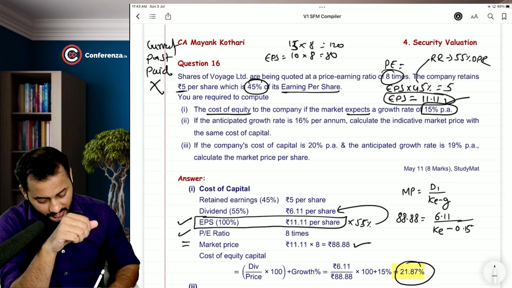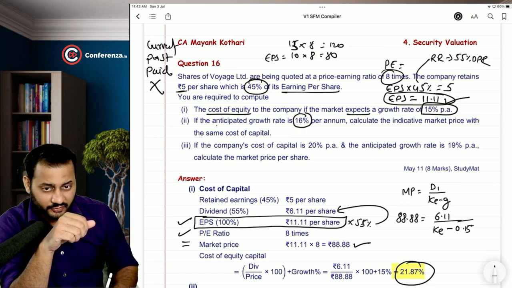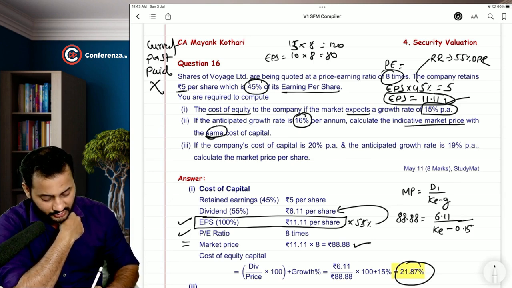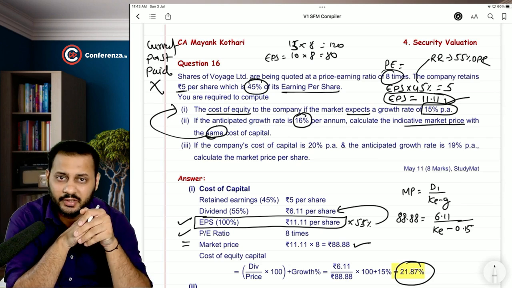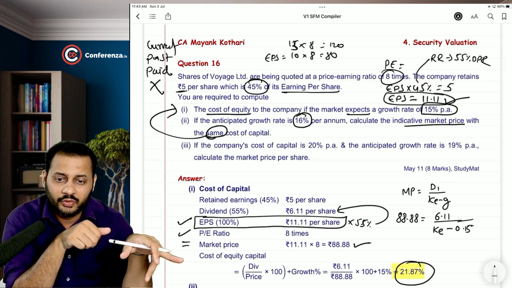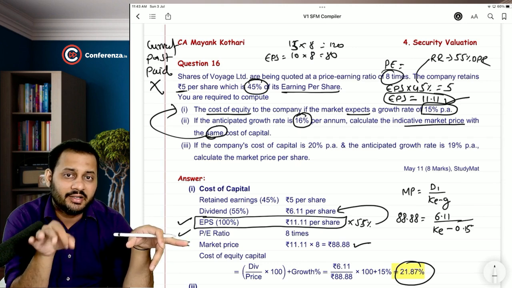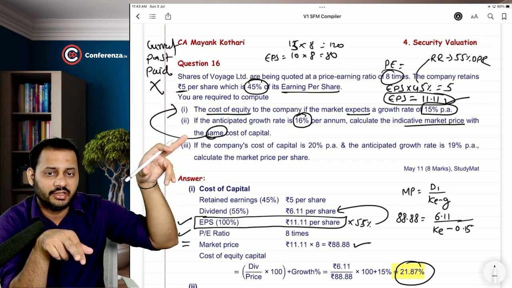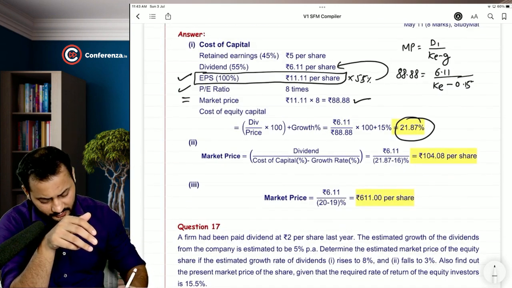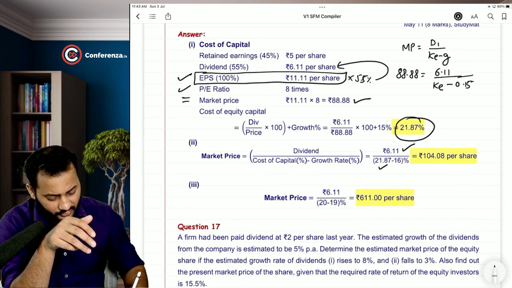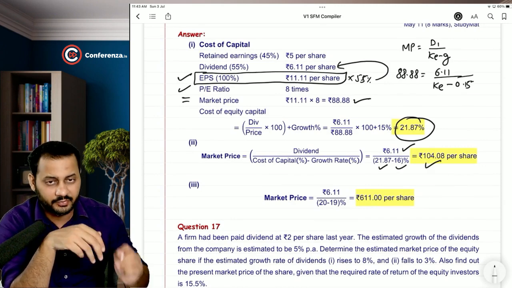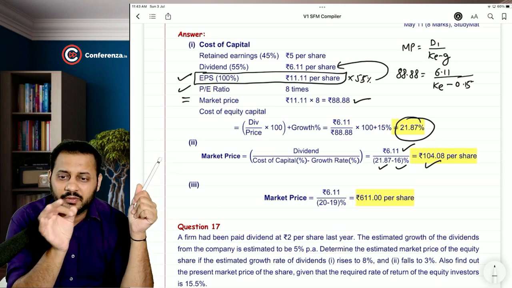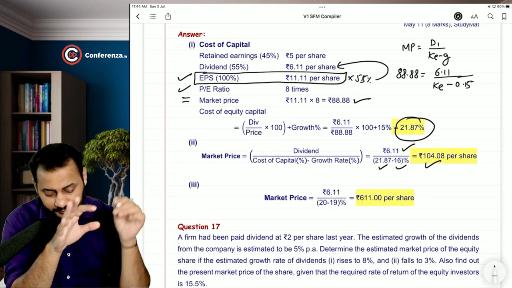Second question: if we change the anticipated growth rate from 15 to 16%, what do you think the market price will be with the same cost of capital that you calculated in the first part? Now you have to calculate the market price. Take this cost of equity, change the growth rate from 15 to 16 and calculate the market price. Put down the same formula, 6.11, same cost of equity, change the growth rate, and you will get the market price of 104.08. Do you think I should solve this? I'm expecting you to know how to calculate.